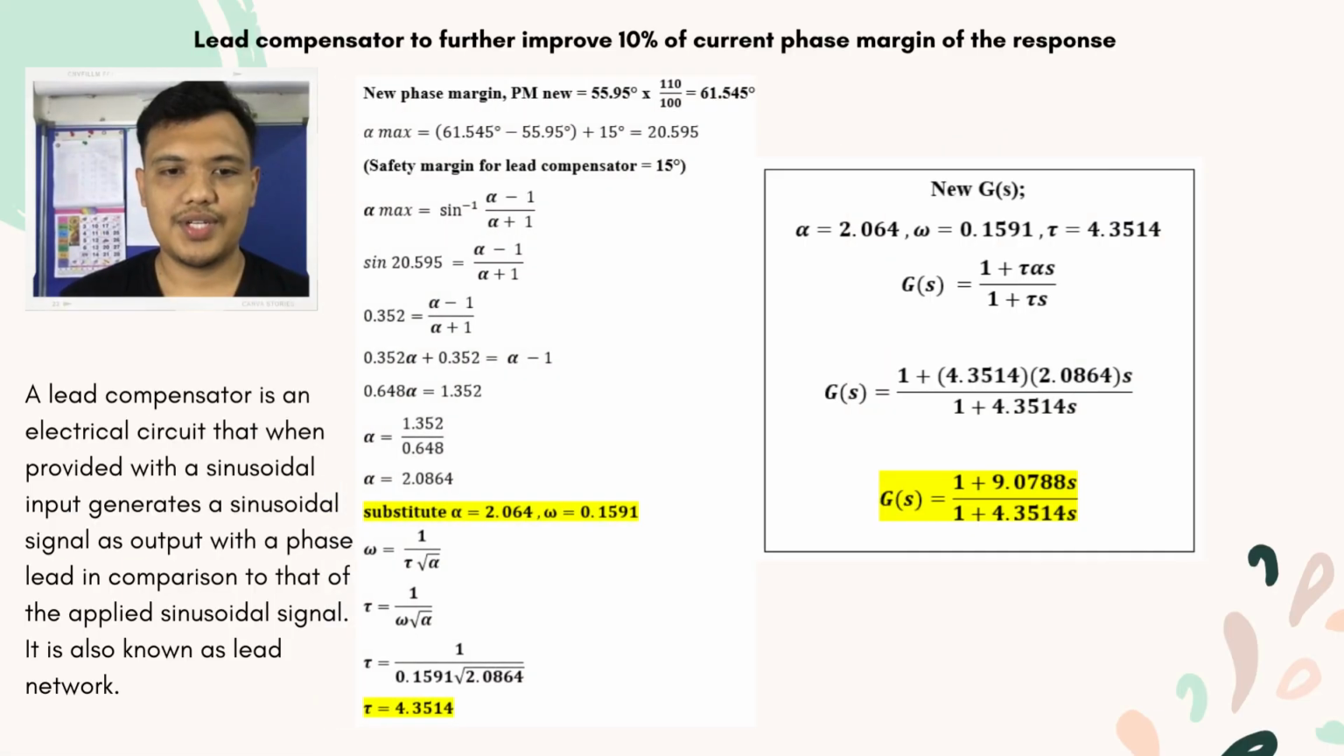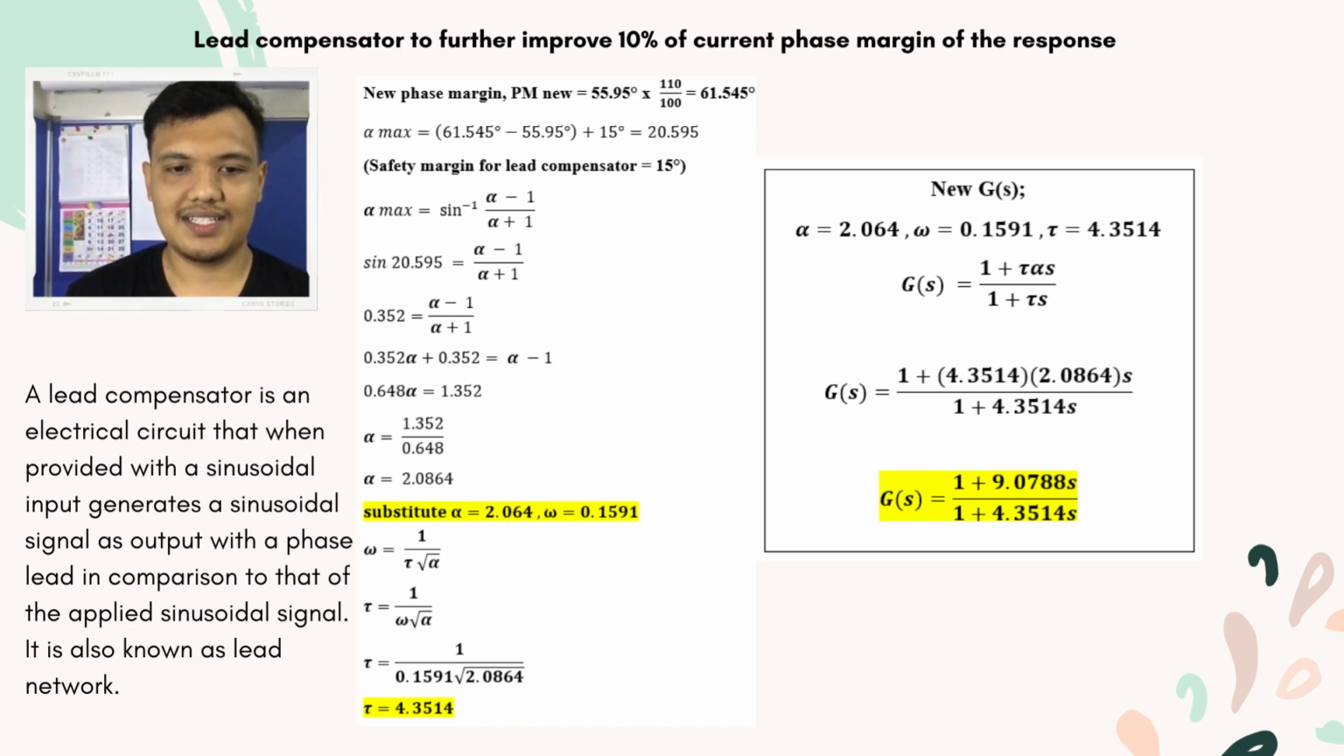Question 3 is about the lead compensator, which is required to further improve the current phase margin of the response by 10%. Before that, let us describe the lead compensator first. A lead compensator is an electrical circuit that, when provided with a sinusoidal input, generates a sinusoidal signal as output with a phase lead in comparison to that of the applied sinusoidal signal. It is also known as a lead network.